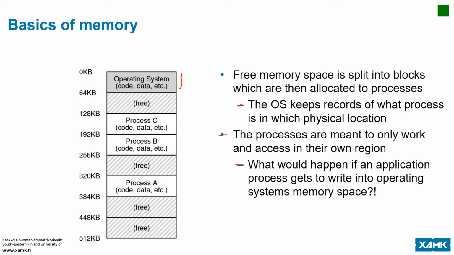The remaining free memory space for programs after the operating system has allocated its own memory is then divided more or less evenly. So it's split into these blocks, which are called pages, by the way, which are then allocated to each process. And the operating system keeps a record of what process is in which physical location. The processes are only meant to work and access their own memory region. And this is for the sake of security.